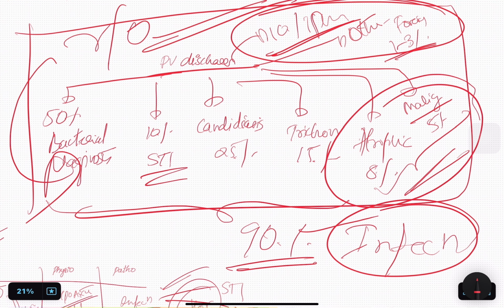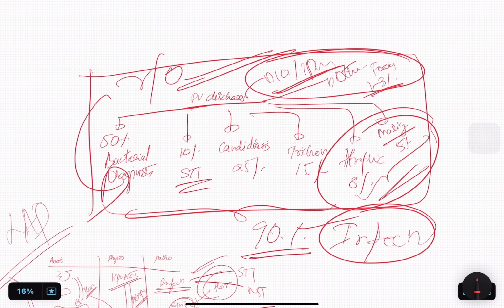So see why statistics is important. Understood? Now you know where to concentrate. It's not that infection is important just in theory; this is statistics. This is common, so you should know. Got it? And that's it for today for PV discharge. Next class we'll talk about the importance of various other infections.